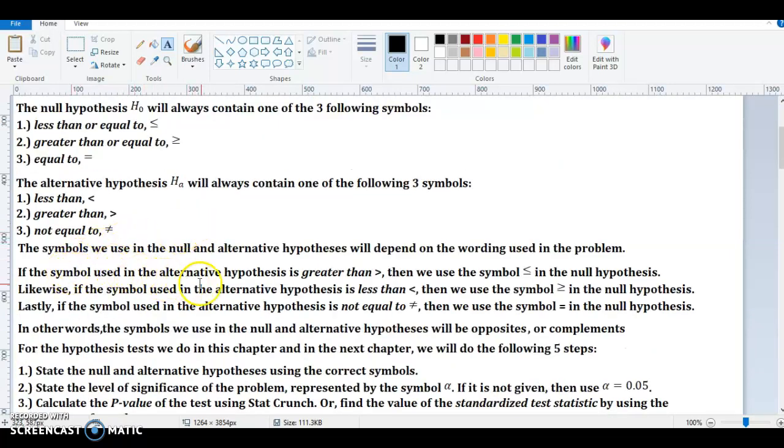If the symbol used in the alternative hypothesis is the greater than symbol, the opposite of that would be the less than or equal to symbol, and that's what gets used in the null hypothesis whenever the greater than symbol is used in the alternative. Likewise, if the symbol used in the alternative hypothesis is less than, then we use the greater than or equal to symbol in the null hypothesis. And lastly, if the symbol used in the alternative hypothesis is not equal to, then we will use the equal to symbol in the null hypothesis. In other words, the symbols we use in the null and alternative hypotheses will be opposites or complements.